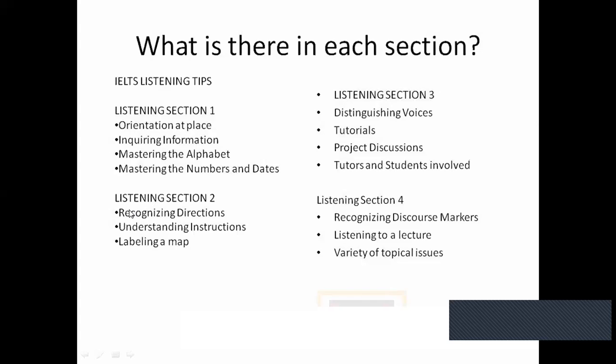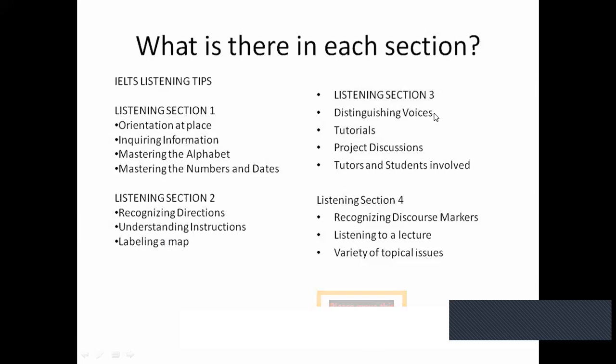And in listening section 2, you will be recognizing directions, understanding instructions, and labeling a map. As I said, when you ask for any way in a university, you go for this. So recognizing directions, right, left, 90 degrees, towards the northeast, southwest, all these. You have to be really very careful in finding out the directions also.